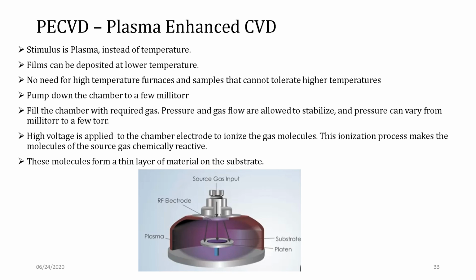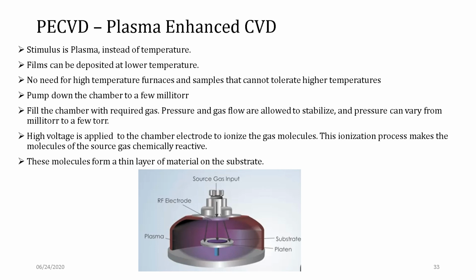Then we have another variant called plasma enhanced chemical vapor deposition, in which case this is how the equipment or the chamber looks. You don't need very high temperature furnaces for this, because plasma itself is the trigger. The stimulus is plasma, it's not temperature here. And the chamber should be pumped down to at least a few millitorr. You need to have the chamber filled with the required gas, and pressure and gas flow should be allowed to stabilize, and these can vary from a few millitorr to a few torr.